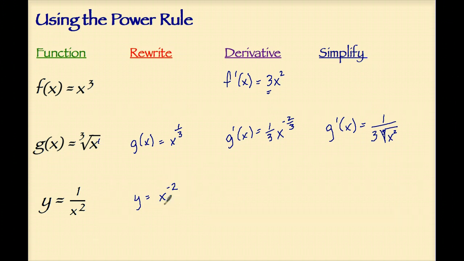Now that it is written as a variable to an exponent, we can use the power rule. y prime then is negative 2 x to the negative 3. Again, exponent becomes coefficient. Subtract 1 from the original exponent to get negative 3. Since this negative exponent is here, let's simplify this result, moving that quantity to the denominator of the fraction, negative 2 over x cubed.